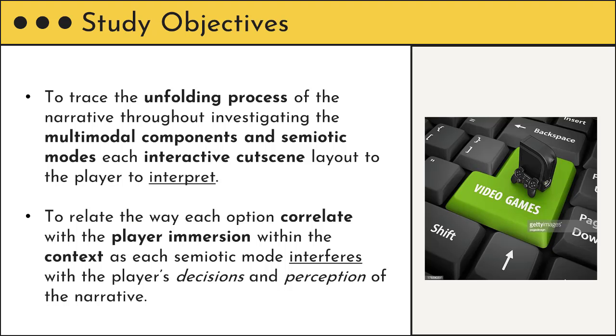All things considered, this study sheds light on the role of interactivity as it is depicted within the narrative choices in video games. This study aimed to trace the unfolding process of the narrative by investigating the multimodal components and semiotic modes each interactive cutscene lays out for the player to interpret. Alongside examining the narrative options and deviation, this study aims to relate the way each option correlates with the player immersion within the context, as each semiotic mode interferes with the player's decision and perception of the narrative.